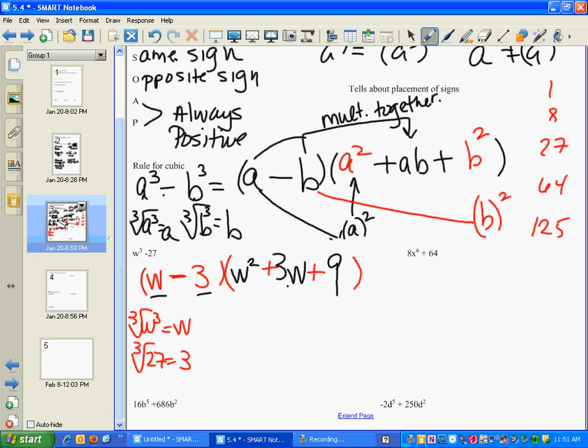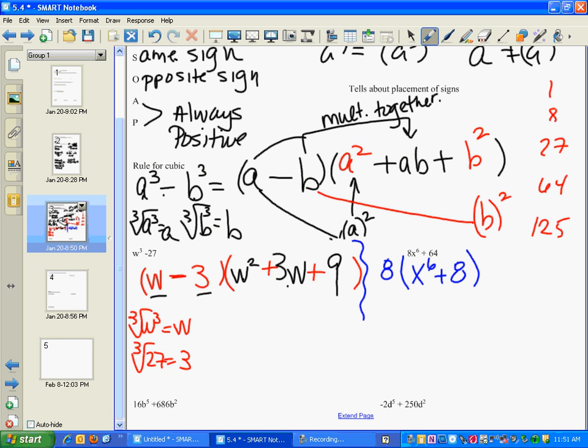Okay. What's the first thing we ask ourselves? Can I take anything out? What can I take out? I would take out an 8. And that leaves me with x to the 6th plus 8.